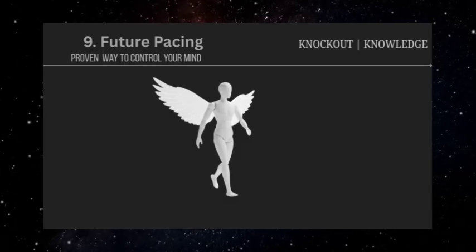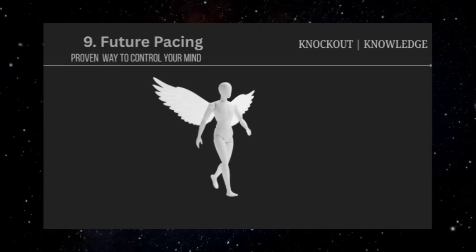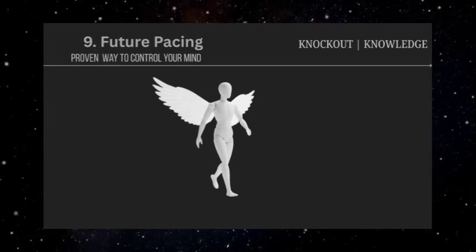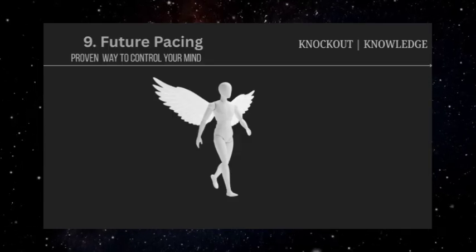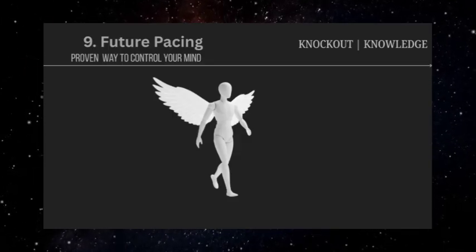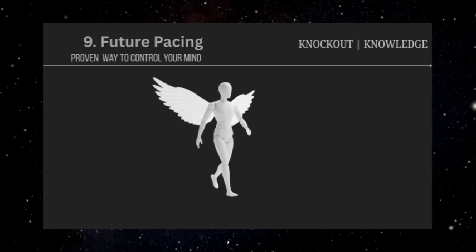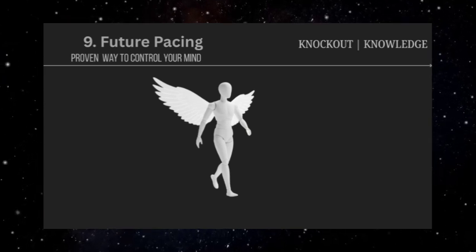In sales situations, future pacing might involve having a customer visualize themselves using a product and experiencing its benefits. A car salesperson might say, "Picture yourself driving this car to work every day, feeling confident and comfortable, knowing you made a smart choice."